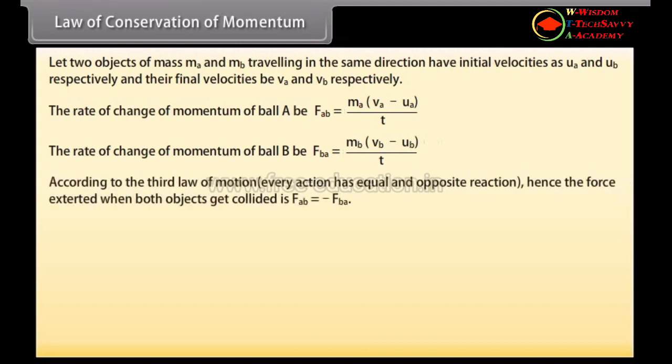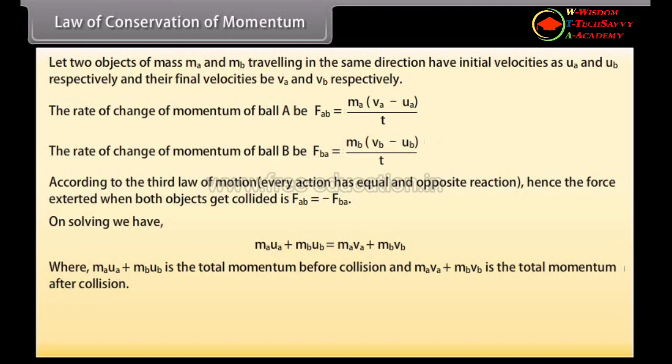According to the third law of motion, every action has an equal and opposite reaction. Hence, the forces exerted when both objects collide are FAB equals minus FBA. On solving, we have mAuA plus mBuB equals mAvA plus mBvB, where mAuA plus mBuB is the total momentum before collision and mAvA plus mBvB is the total momentum after collision.